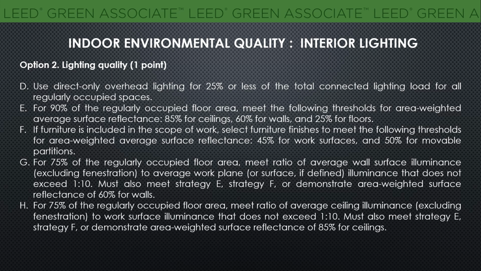For 75% of the regularly occupied floor area, meet a ratio of average wall surface illuminance, excluding fenestration, to average work plane or surface, if defined, illuminance that does not exceed 1:10 ratio. And also must meet strategy E, strategy F, or demonstrate area weighted surface reflectance of 60% for walls. And the final strategy is for 75% of the regularly occupied floor area, meet the ratio of average ceiling illuminance, excluding fenestration, to work surface illuminance that does not exceed 1:10 ratio. Also meet strategy E, strategy F, or demonstrate area weighted surface reflectance of 85% for ceiling.